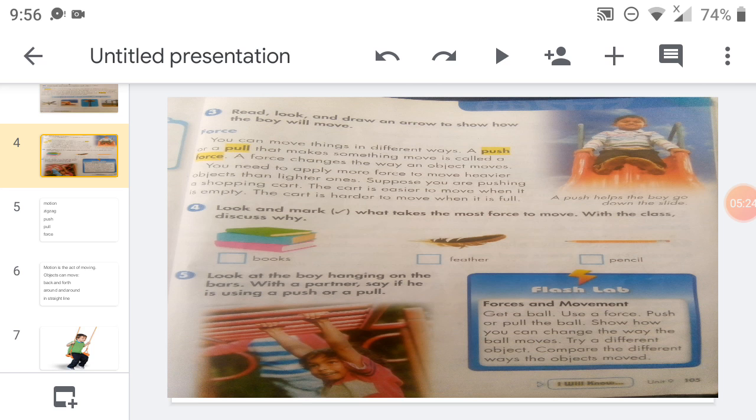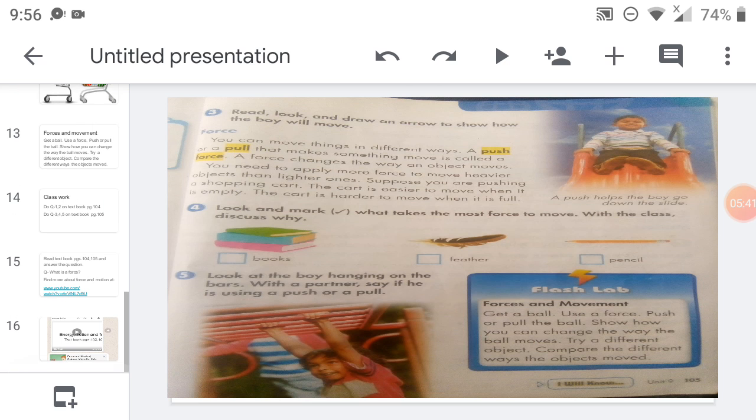Next question. Look at the boy hanging on the bars and with a partner, say if he is using a push or a pull. The boy or a child is pulling himself from one bar to another. So you will write pull over here.